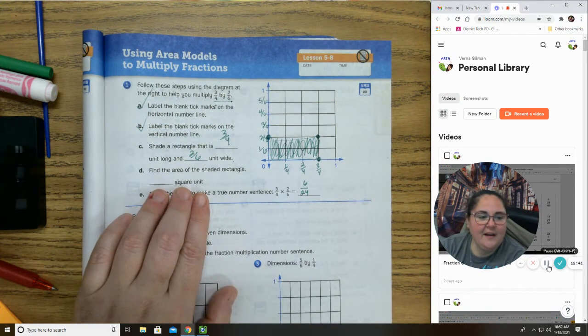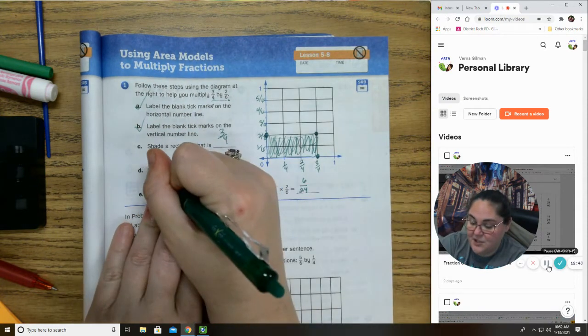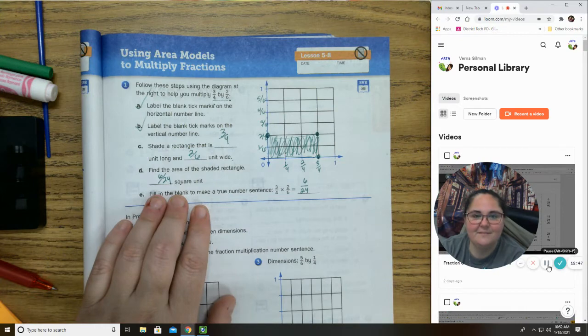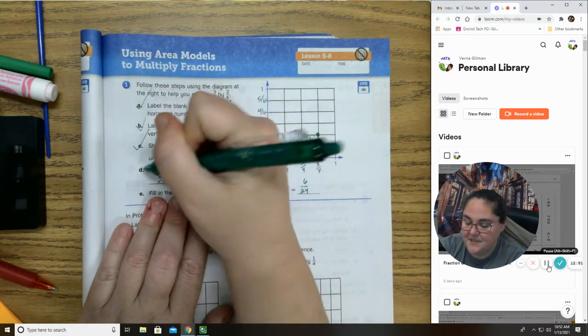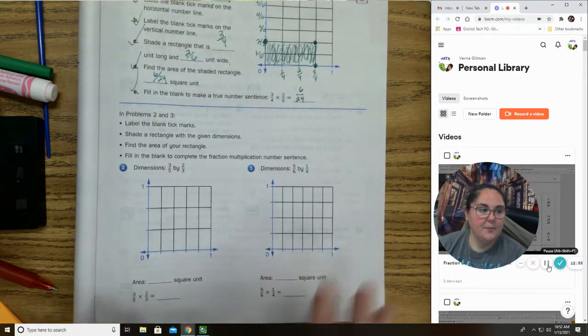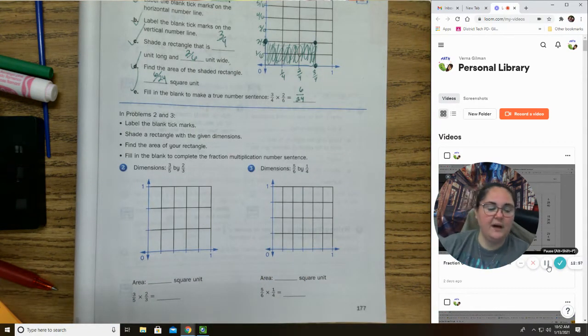What is the area of the shaded rectangle? Well, there are 6 shaded. There are 24 total. That means we did it right. Use these steps to help you. All right. Problem 2 and 3. We're going to do one. I want to make sure that it's shaded correctly. Again, this is on your test.